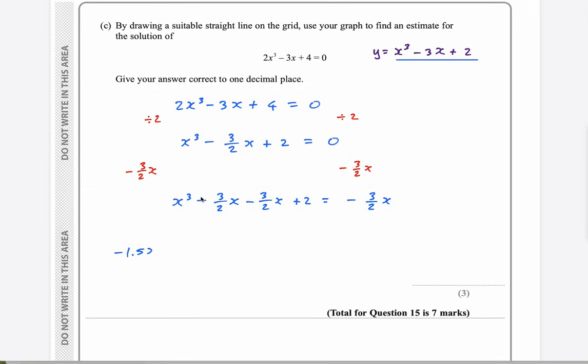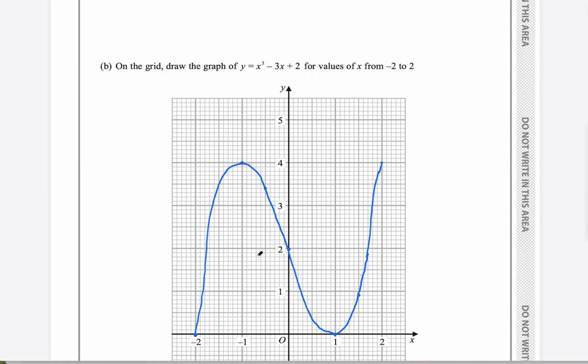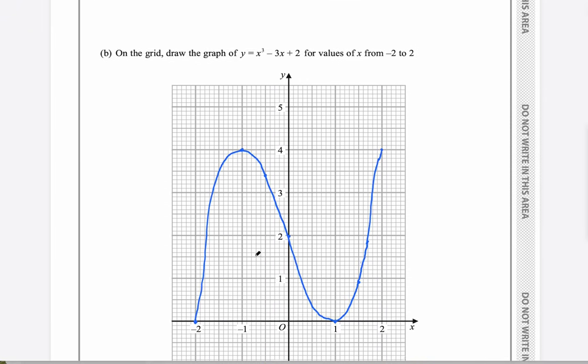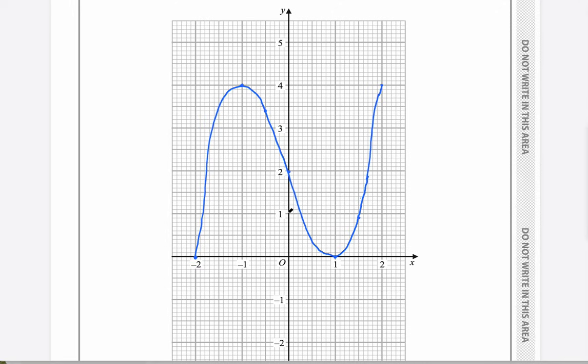Okay, now we are going to simplify this. So I have x cubed minus 3x squared plus 2 equals minus 3 over 2x. So this is the line that I'm going to draw. So I'm going to actually write it here. Draw the line y equals minus 3 over 2x. Now, let's go back up here. I'm going to draw minus 3 over 2x.